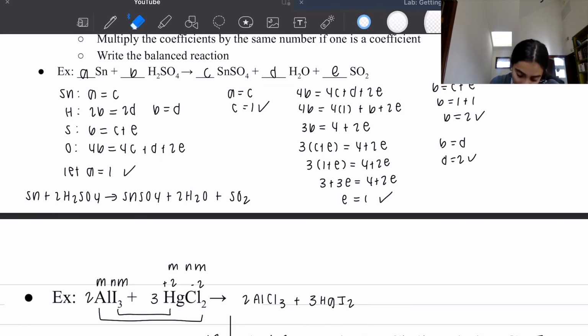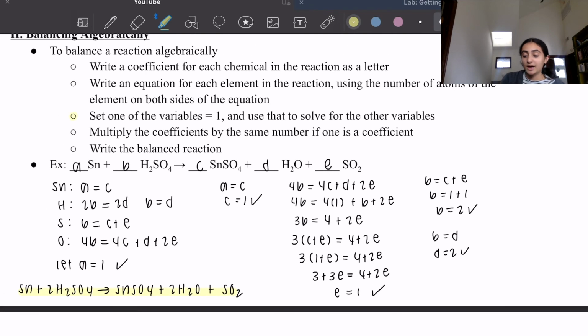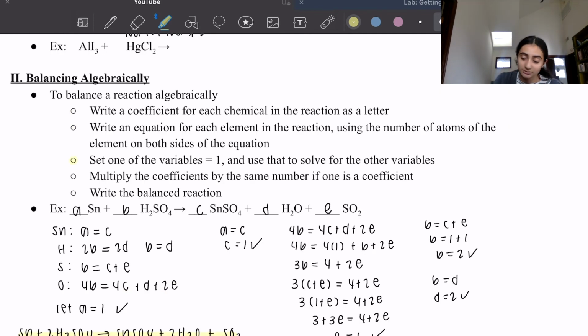Now, if you wanted, you can check to make sure it's consistent with the law of conservation of mass. We have one Sn on both sides. We have 4 hydrogens, 2 sulfurs, and 8 oxygens. So this method will work for simpler equations as well. I just think for simpler ones, it's easier to use the chart, and for more complicated reactions, it's easier to balance algebraically.